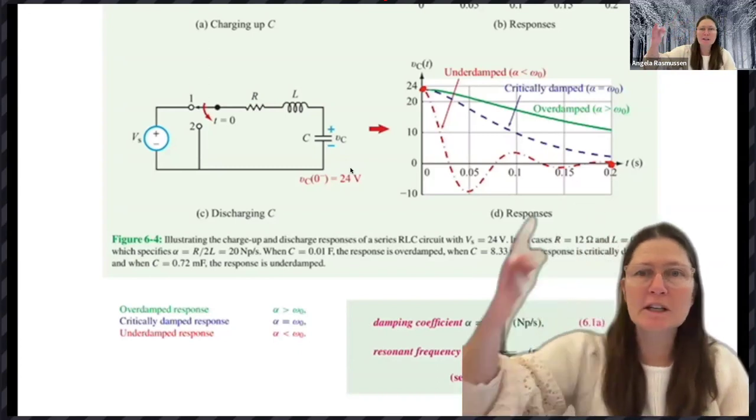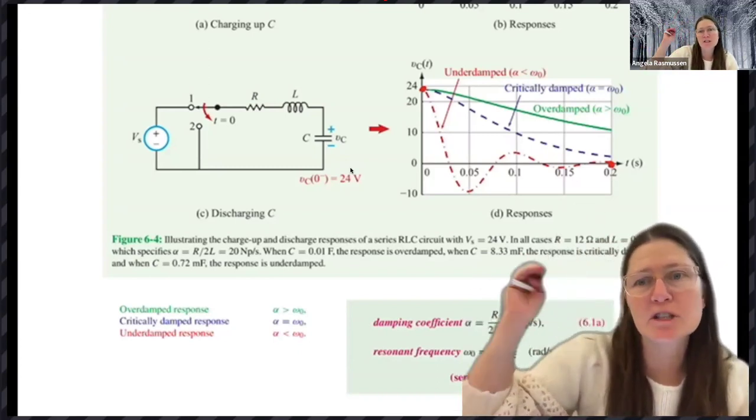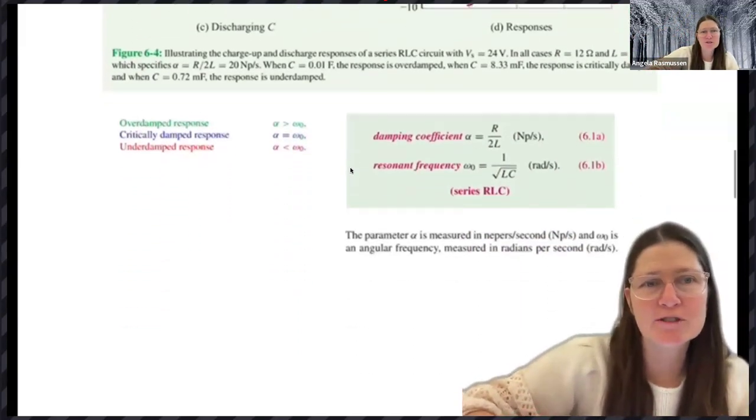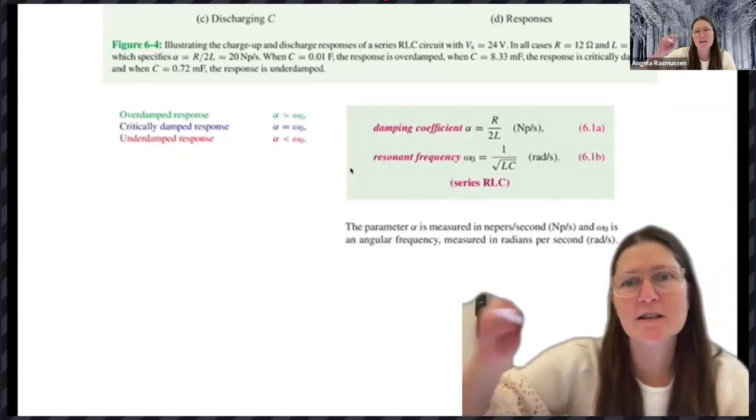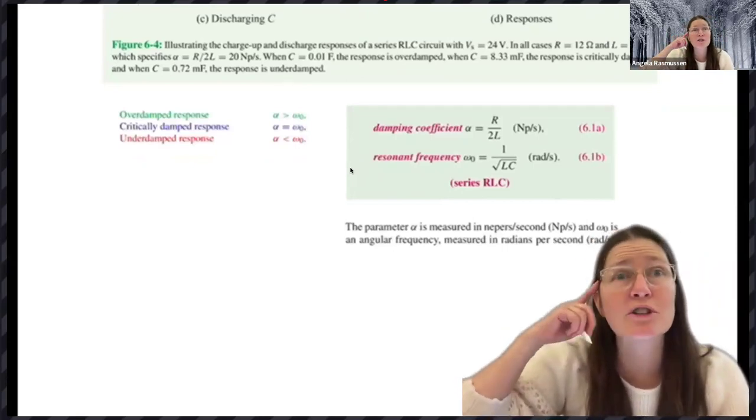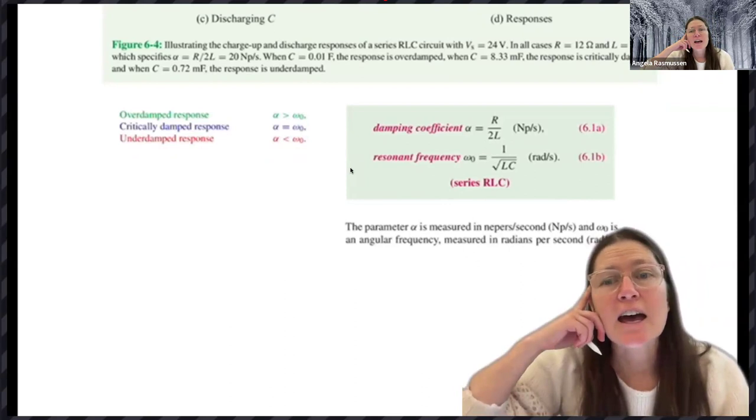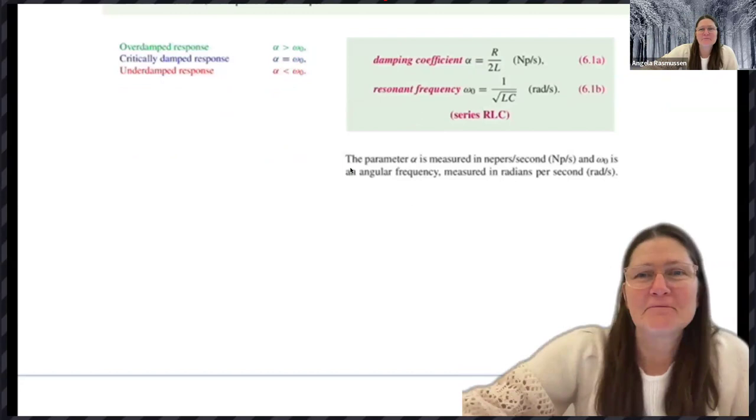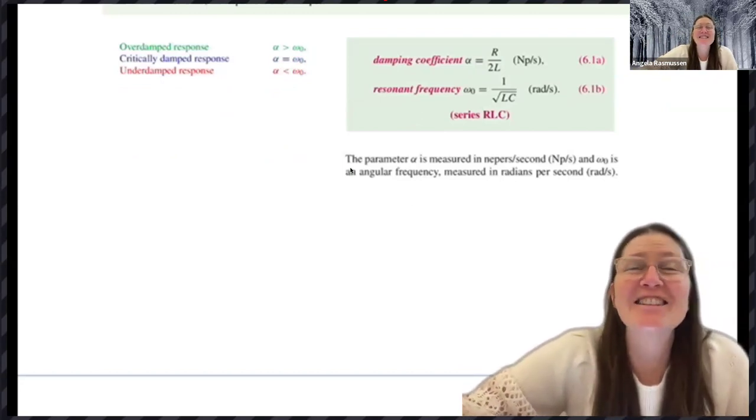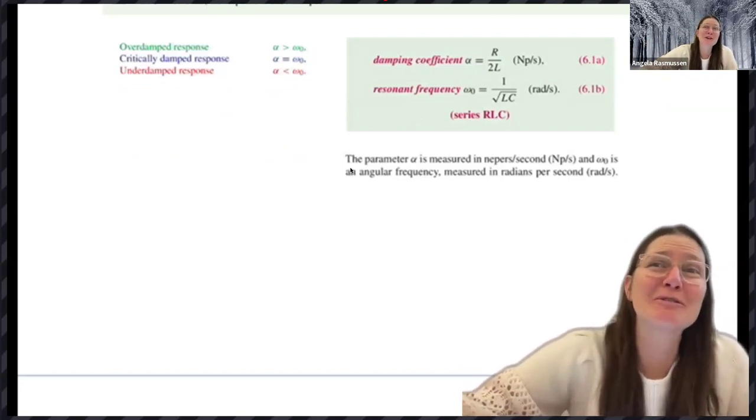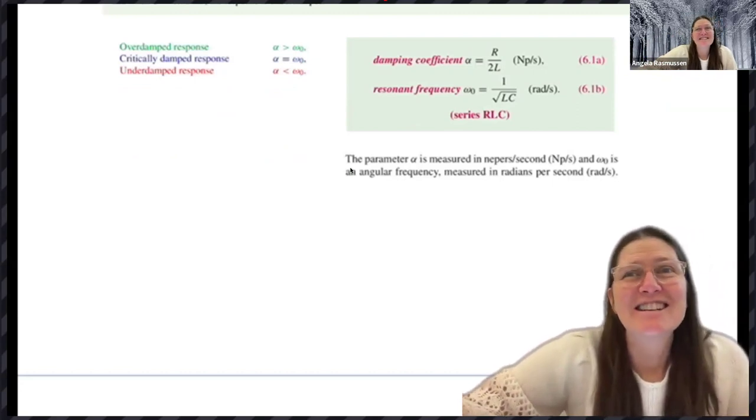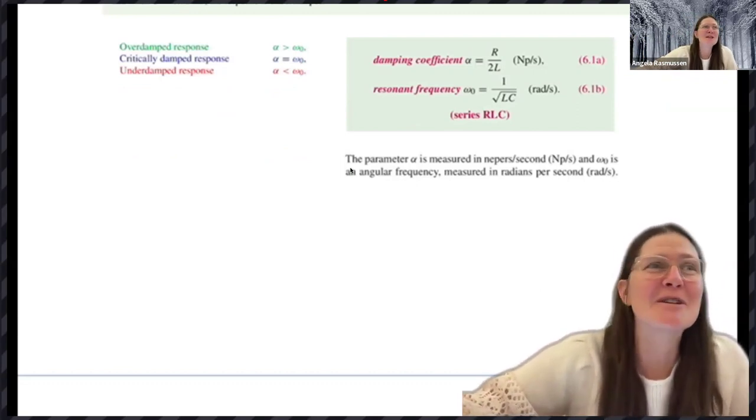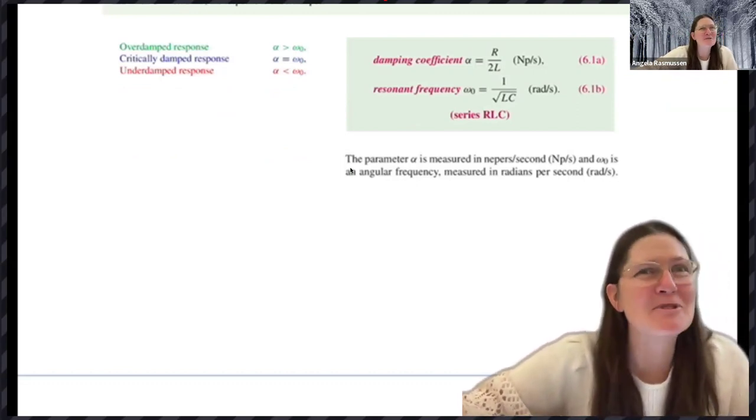So similarly, you'll have underdamped, critically damped, and overdamped. Okay, so these coefficients of alpha and omega naught, alpha is called the damping coefficient. And that is actually going to be measured in a new unit called nepers per second, NP over S. You're going to love this semester because you're going to learn a lot of new units. So nepers per second. Don't know where that came from. If anybody wants to look it up and share next time where nepers came from.